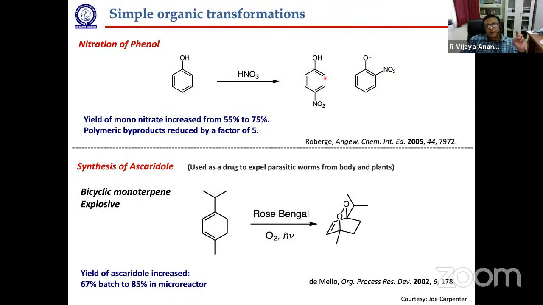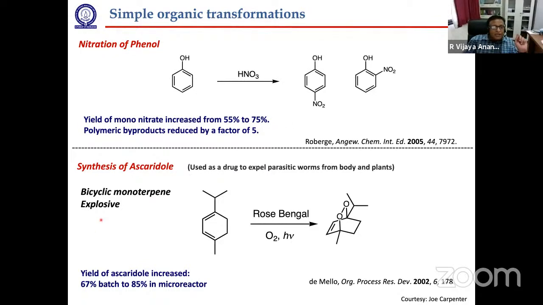What I'm saying is that along with the mononitrated product, you will have di and trinitrated products as well in the batch reactor. But if you use microreaction technology here, the excess of that nitration mixture will not be available inside the microreaction channel. If you maintain the stoichiometry 1:1, only 1 mole will react with 1 mole of nitric acid, and then the second mole will not be available for the reaction. So the reaction will stop at the mononitration stage. That is why you can see the polymeric byproduct reduced by a factor of 5. That is a major advantage here.